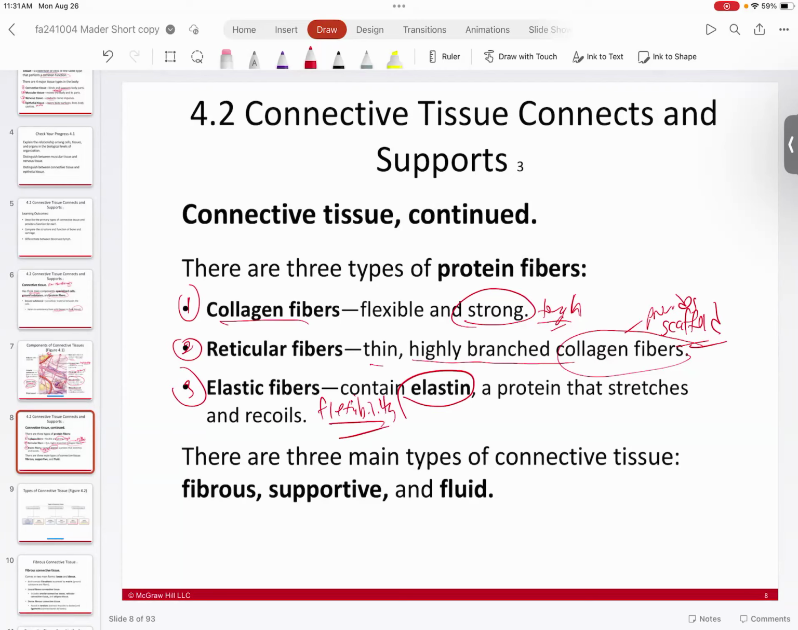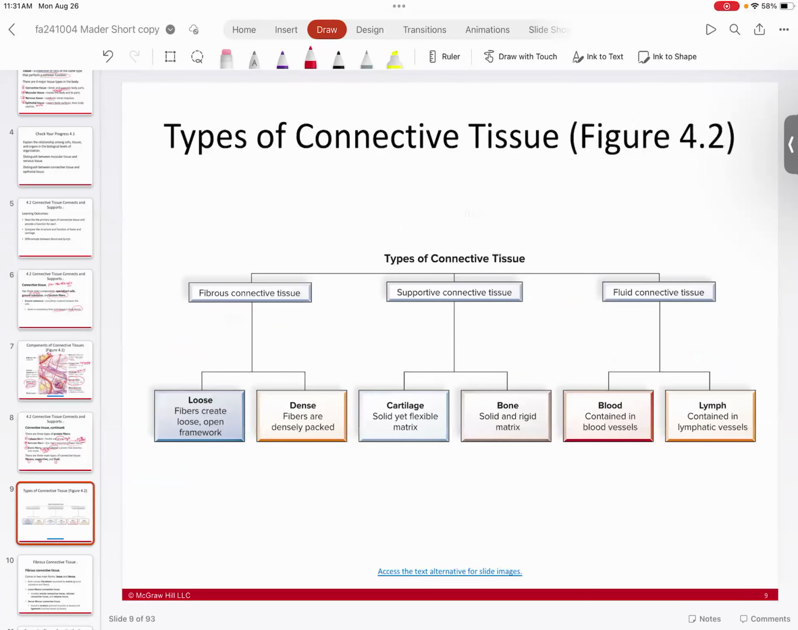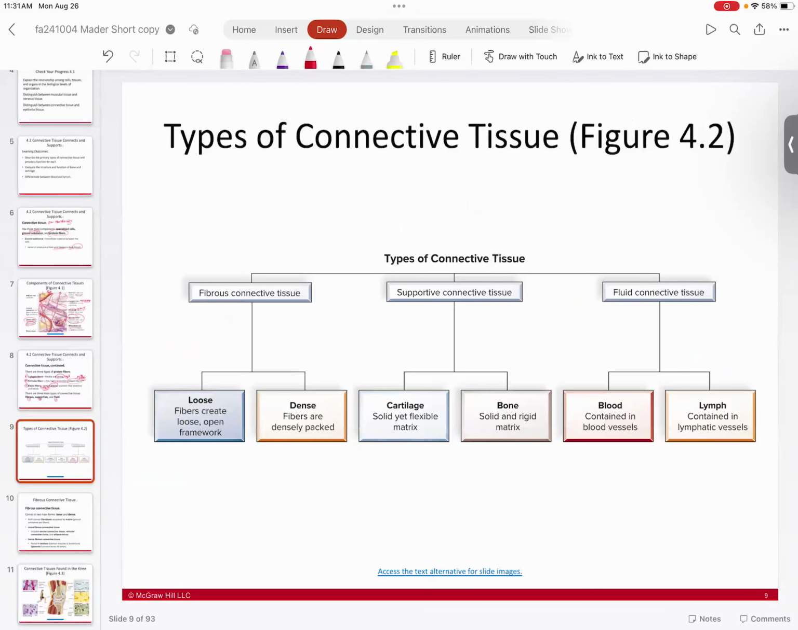So those are the main types of protein fibers that you see in the connective tissue matrix. Now, the different types of connective tissue that you see basically come in three different types. The first one is what's referred to as fibrous, and we'll take a look at that. Then we have supportive, and then we have fluid. So here's kind of what it looks like in terms of a flow chart.